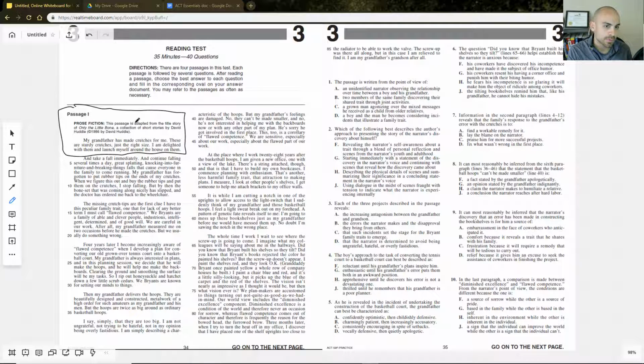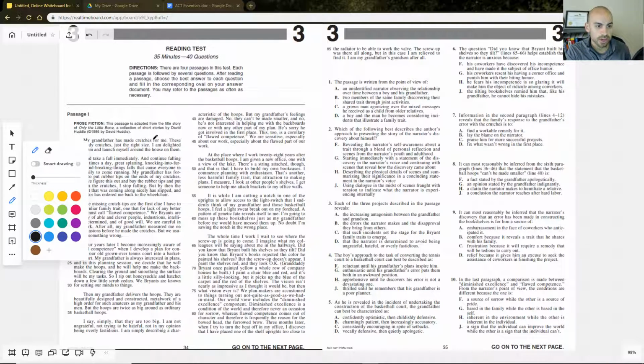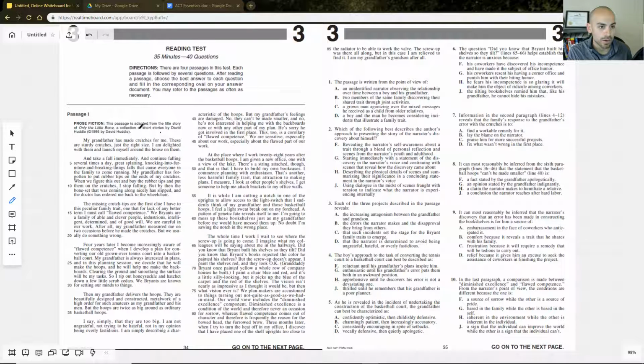This passage is adapted from the title story of Only the Little Bone, a collection of short stories by David Huddle. And then this first preamble here is: my grandfather has made crutches for me. These are sturdy crutches, just the right size. I'm delighted with them and launch myself around the house on them. Okay, so I kind of have a general idea of what's going on. It's a grandson. He's talking about crutches that his grandfather built for him or made for him, and that it's one of a few short stories.